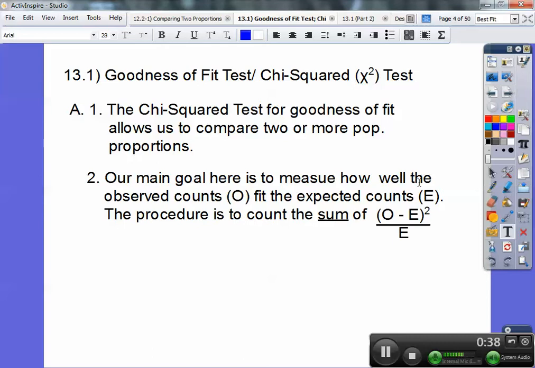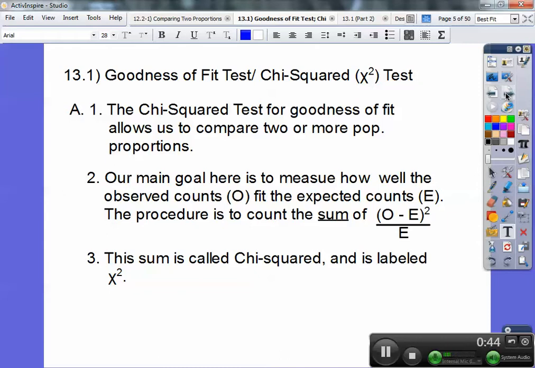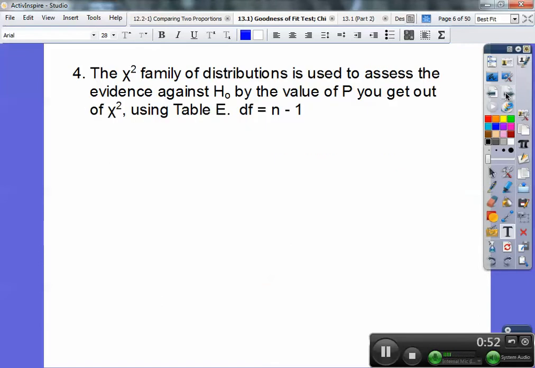And the procedure is observed minus the expected divided by the expected. All right, we'll have three examples coming up. The sum is called the chi-squared and is labeled with the Greek symbol chi. And it kind of has a little hook to it. I'll show you in class, but chi-squared.